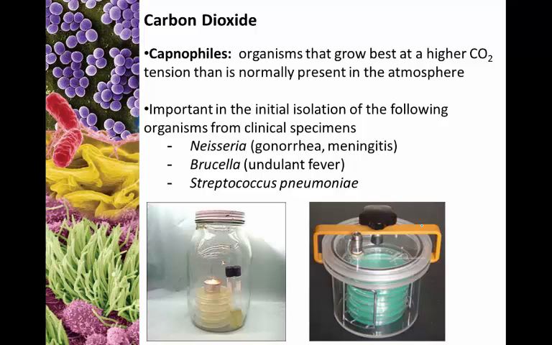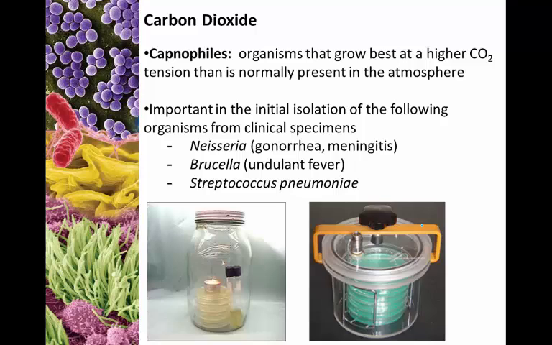Examples of organisms that are considered capnophiles: Neisseria, things like gonorrhea, meningitis, Brucella, Streptococcus pneumoniae. These organisms prefer the high CO2 environment.